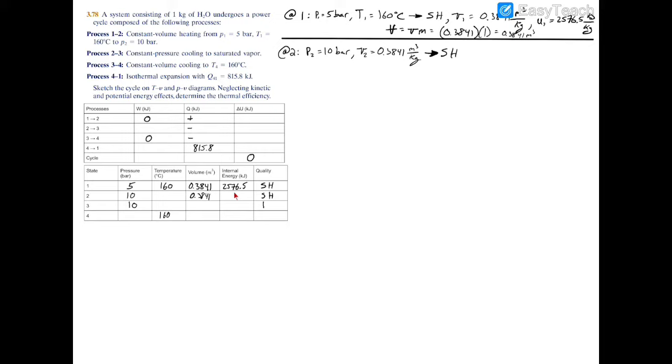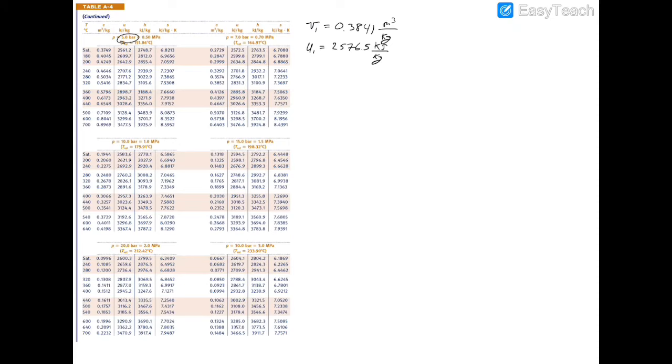And now I still need my internal energy for state 2, and I'm also going to get the temperature because we're going to need a T-v diagram. So we'll go to our superheated table since that's the state that we're in. You go to 10 bar, that's where we are. Then we were at 0.3841 of specific volume, which is going to be between these two numbers right here. So the number that we get is going to be somewhere in between these two numbers for temperature, specific volume, and internal energy.